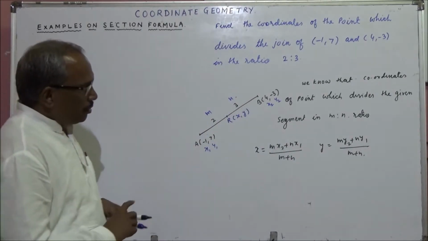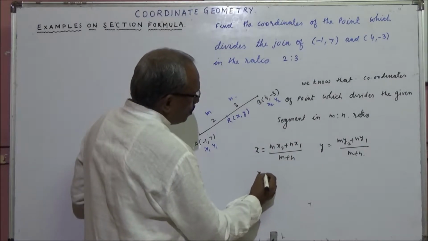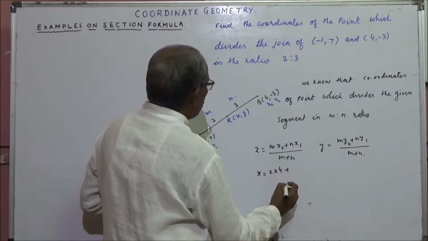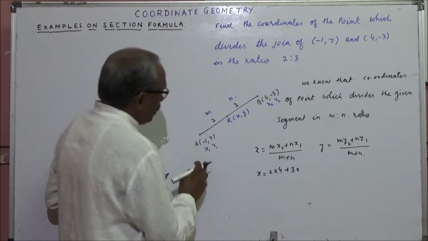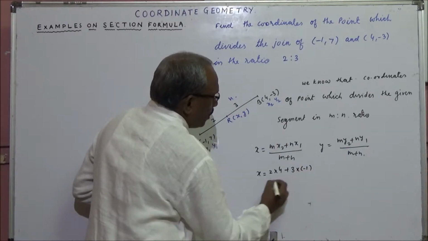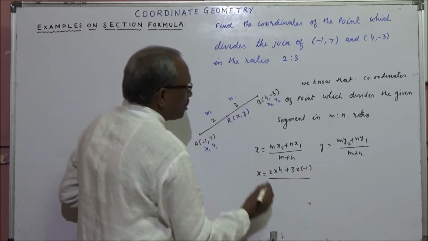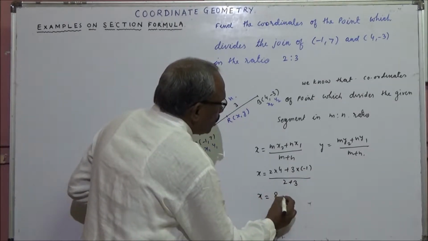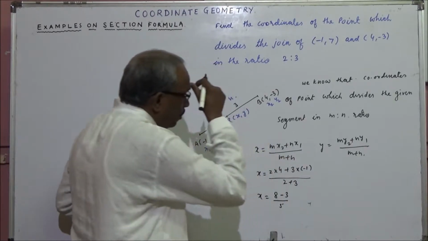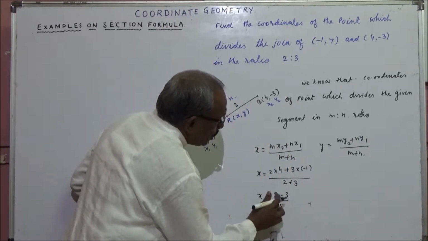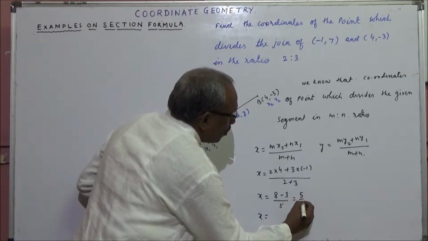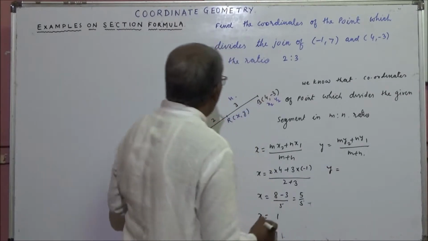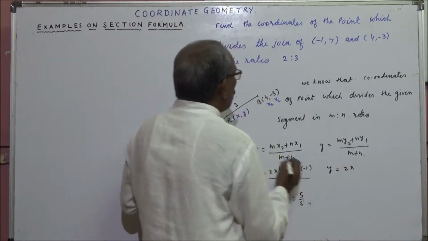Okay. So x is equal to m is 2, x2 is 4, plus n is 3, x1 is -1, upon 2 plus 3. So x is equal to 8 minus 3 upon 5. So x is equal to 8 minus 3 means 5 upon 5. It is 1.